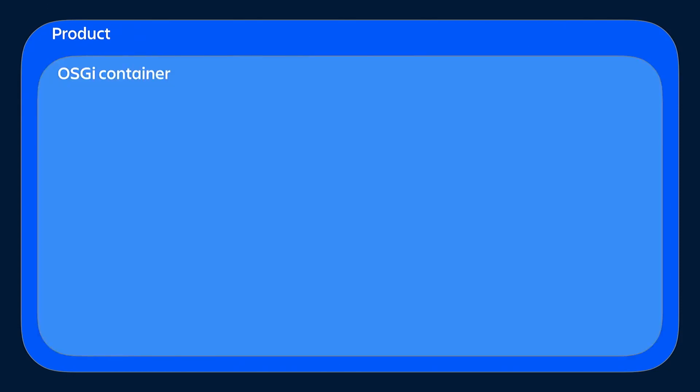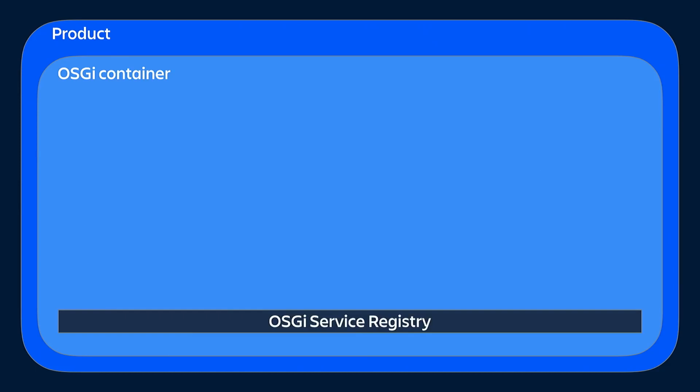That's all great words, but most people prefer pictures, so let's have a look at that in a diagram form. So here we have our product. That could be Fisheye, Bamboo, Jira, Crowd, Confluence. It really doesn't matter. They all work the same way. The product, during its startup cycle, starts the OSGi container, which is Felix. And that, in turn, creates what's called the service registry.